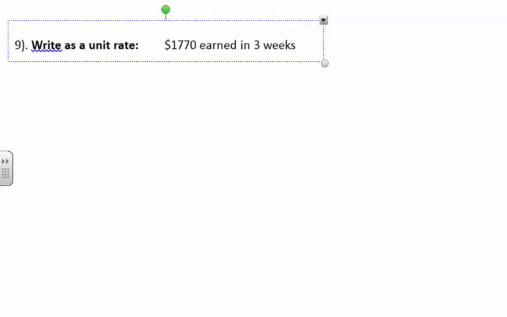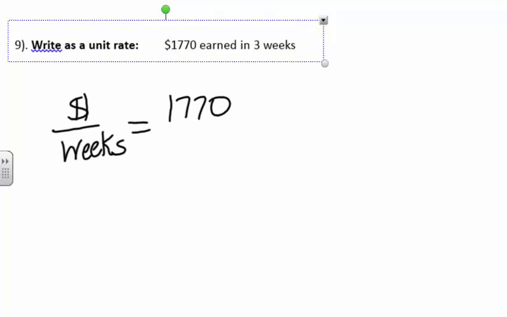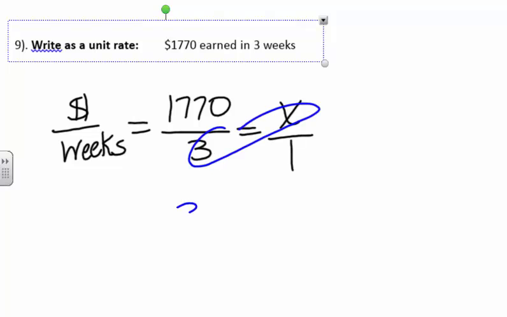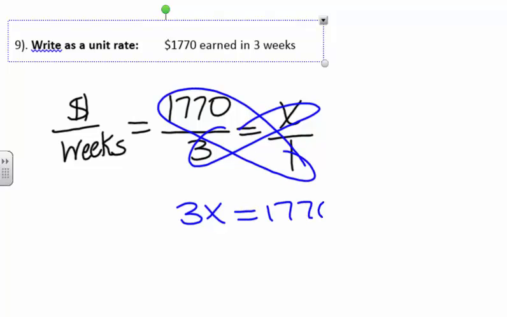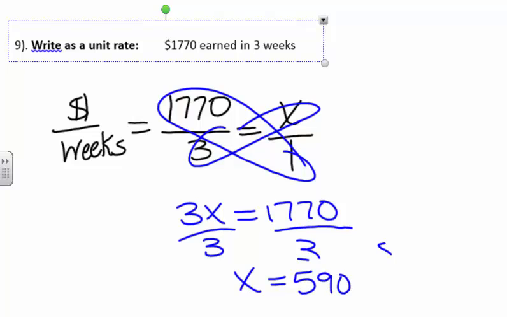We are comparing money to weeks. So we have 1770 over 3, and we're going to compare that to x over 1 because we're looking for the unit rate. 3 times x is 3x. 1770 times 1 is 1770. Divide both sides by 3. X should equal 590. So that's $590 a week.